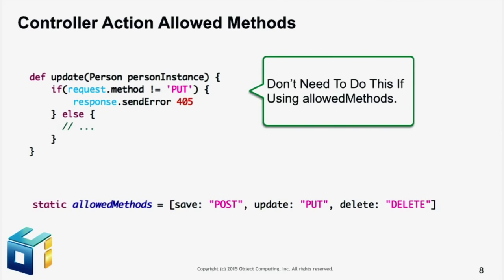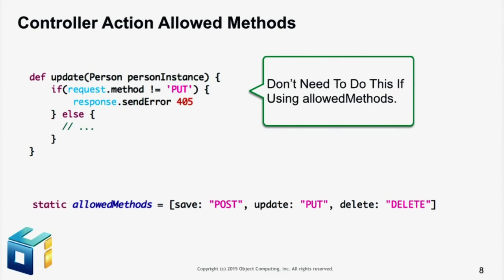So in this particular case, what's being expressed is the save action is only accessible via a post request, the update action is only accessible via a put, and the delete action is only accessible via a delete request. And then inside of the update action, you ignore that fact. Just put code in your update action that should happen when the update action is invoked. Having the allowed methods thing there makes sure that no request will ever make its way into your update action if it's not a put request.